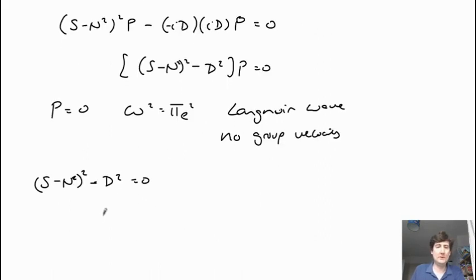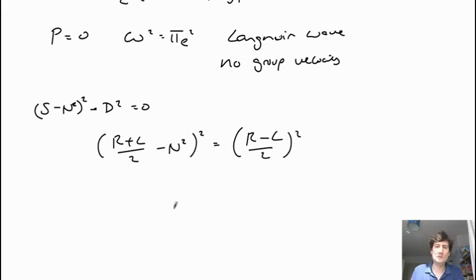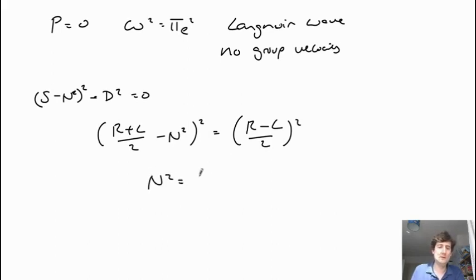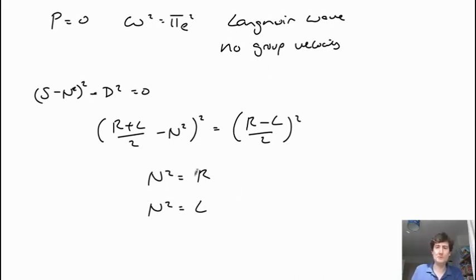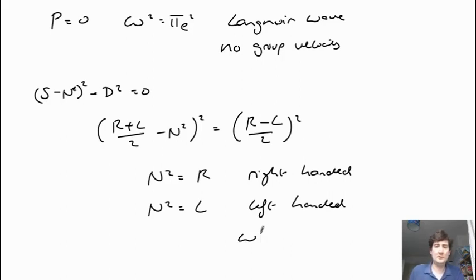And so what we get is that the solution to this is basically that n squared is either R or n squared is equal to L. And these correspond to the right-handed and left-handed waves. And so this right-handed wave resonates with the electrons, and the left-handed resonates with the ions. And these are also called Whistler waves, which we'll look at next in the next video.